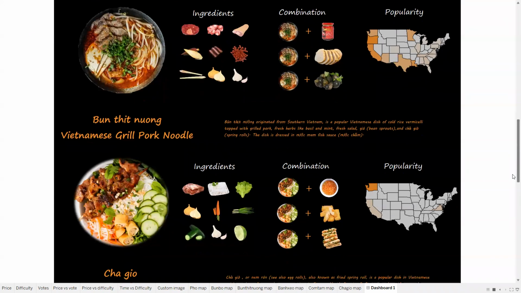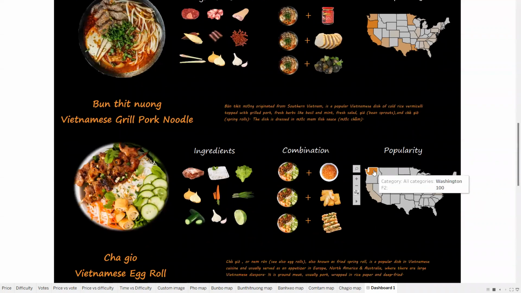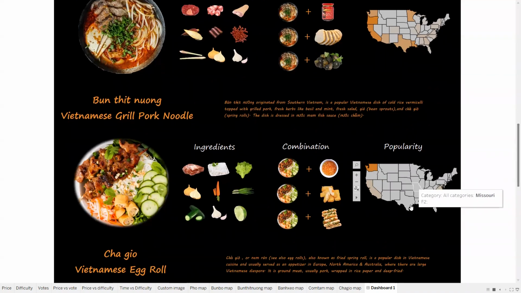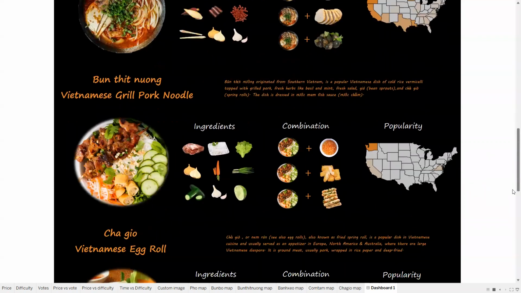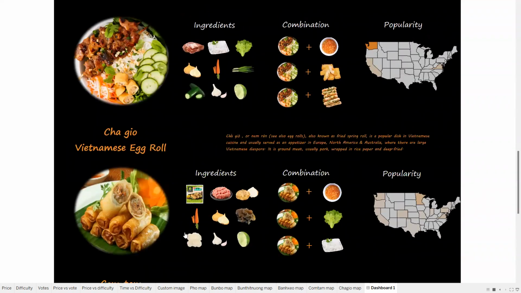In terms of popularity, it is getting very popular in Washington right here, and I believe that this one deserves more attention than it gets right now. The next one I want to introduce to you is the chả giò, which is a Vietnamese egg roll.